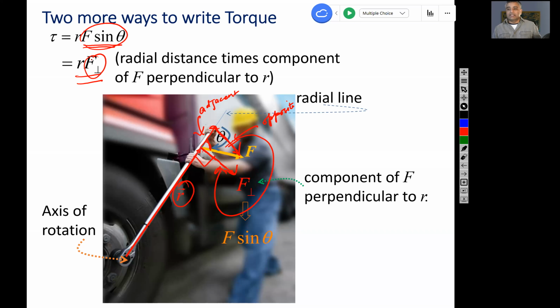If the force is already perpendicular, for example, let's say this is R and F is already perpendicular, that's good. So that means torque is going to be just R times F, because the angle between them is already 90 degrees and sine 90 is 1.